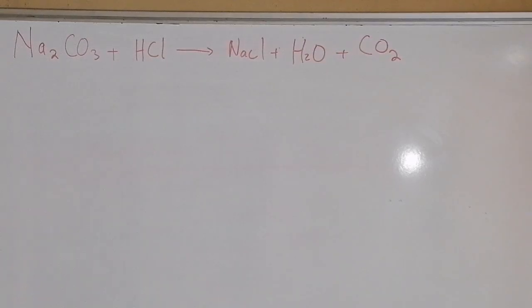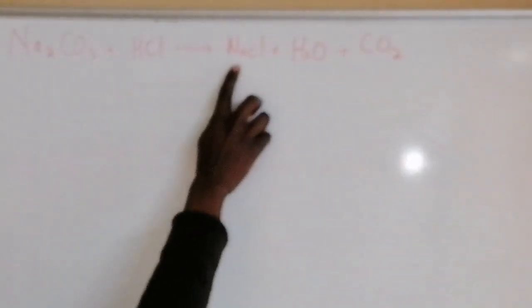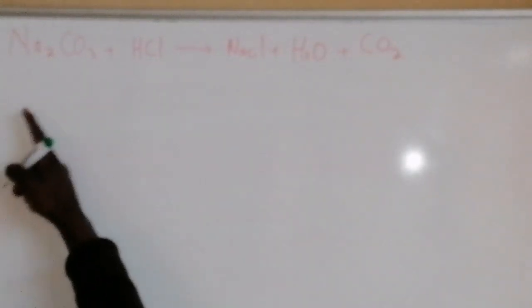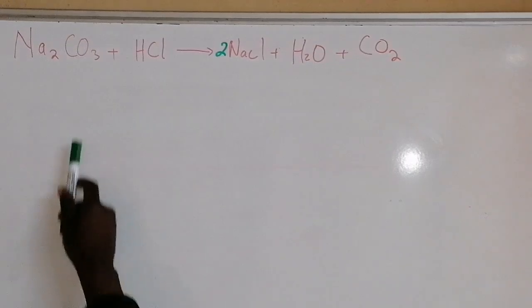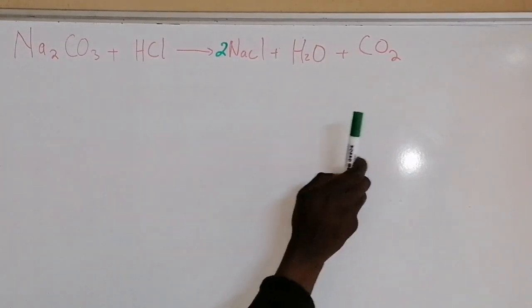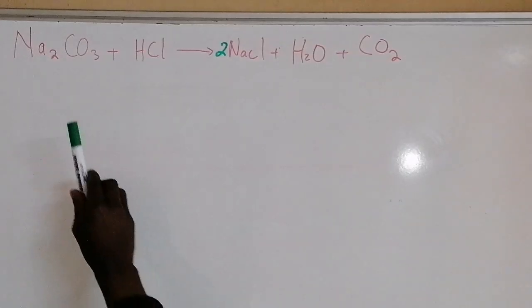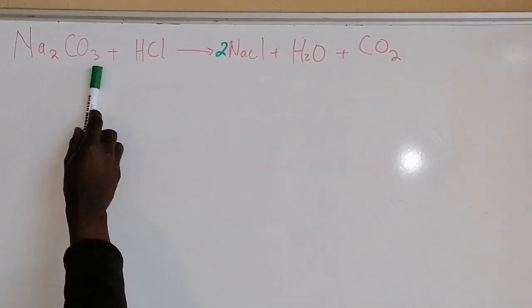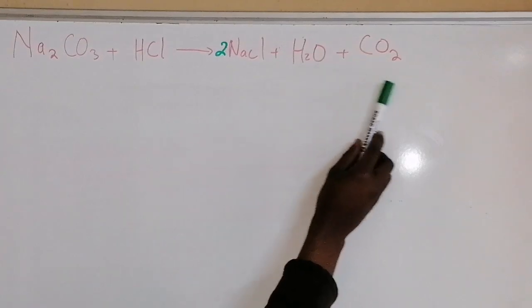Therefore, we'll put coefficients to balance it. So this is Na2. We have Na1 there. So for us to balance them, I need to put 2 there so that we can have Na2, Na2, right? We have 1 carbon and we have 1 carbon. Then we have O3. We have 1 here and 2.